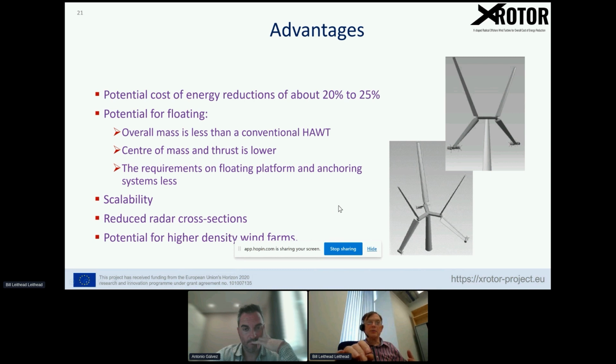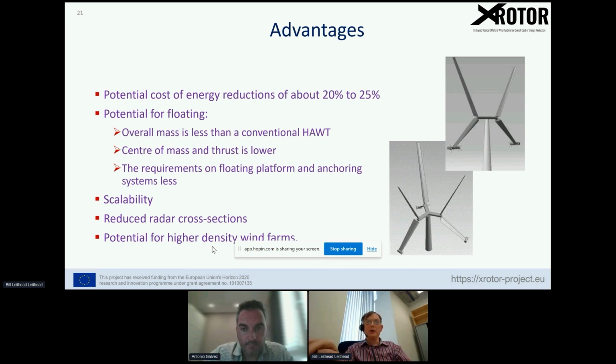There are also some other interesting points. Because of the angles on the blades, there are reduced radar cross-sections. What is really interesting, and this is a very recent result that we have discovered, is that with these turbines, because of their wake properties, there's less interaction between the wakes of turbines in a wind farm. We could have much higher density wind farms using this type of turbine.